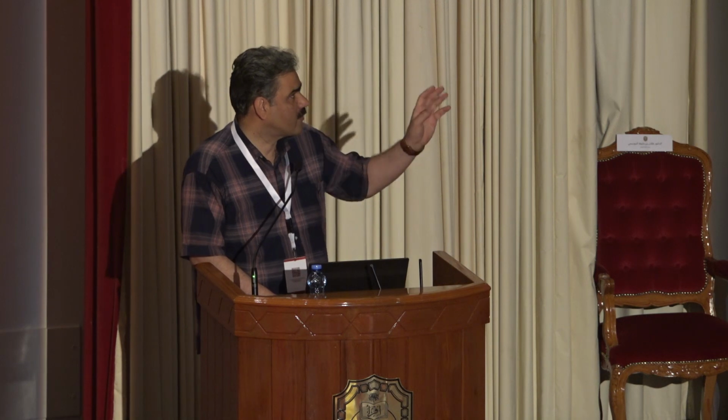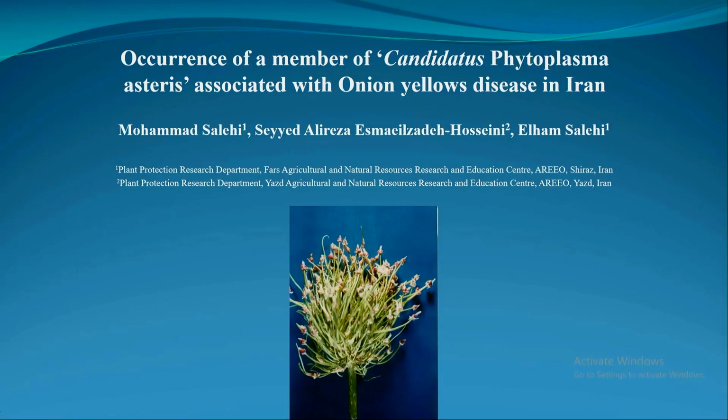Okay, we can move now to the next presentation, by Seyed Ali Hassan, and it's about occurrence of Candidatus Phytoplasma asteris strain associated with onion yellows disease in Iran. Thank you very much. I present on behalf of my colleague, Dr. Salehi, occurrence of members of Candidatus Phytoplasma asteris associated with onion yellows disease in Iran.